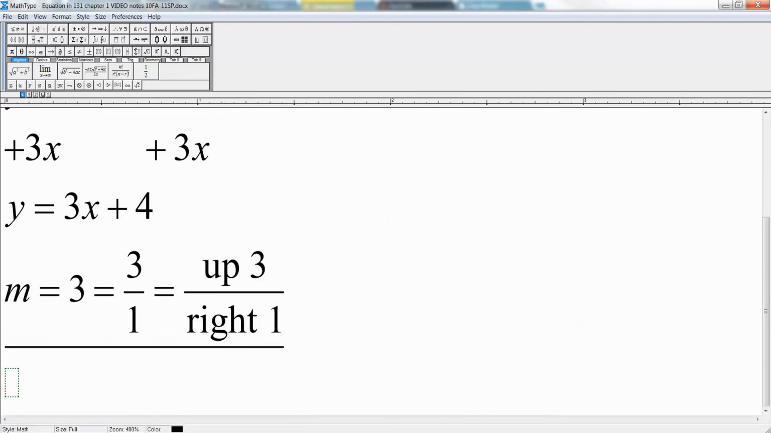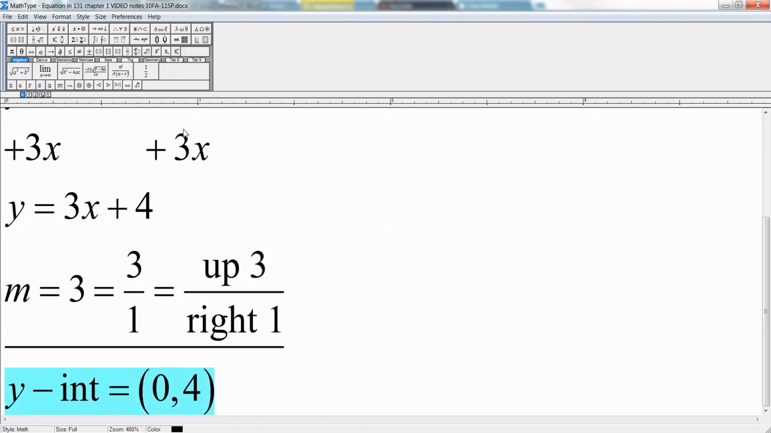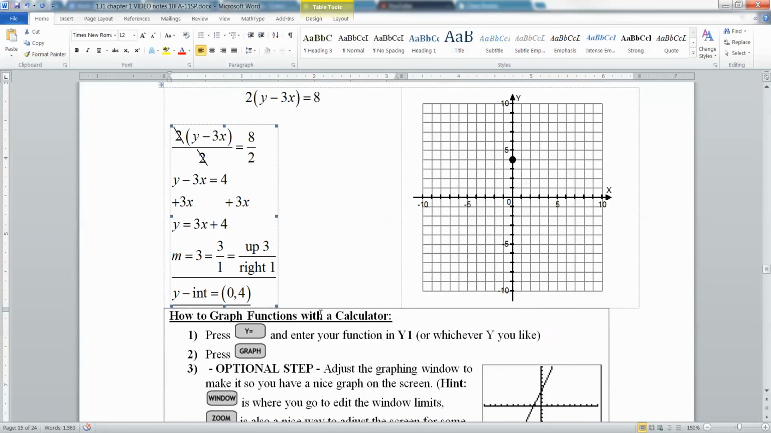Then we also need a starter point. So that's what the y-intercept does for us. So we're going to have a starter point of 0, 4, because the y-intercept is 4. See it right there? So that's also a big deal to us. So that gives us our starting point.